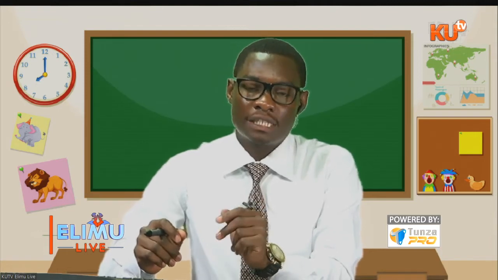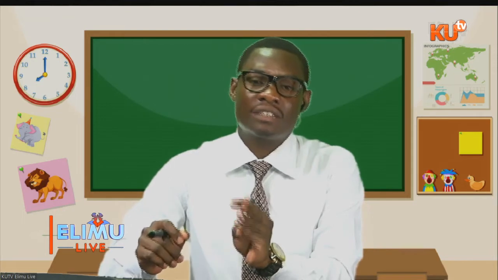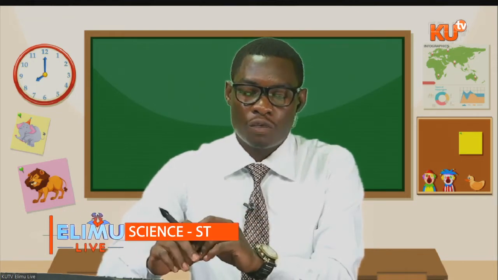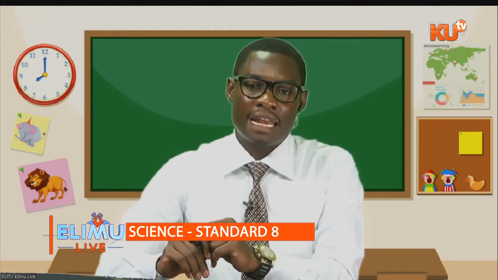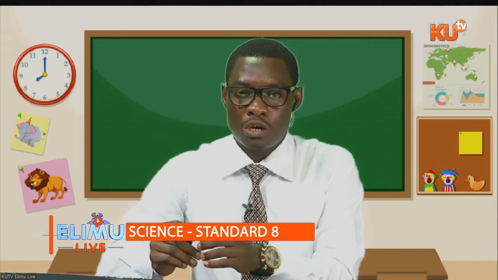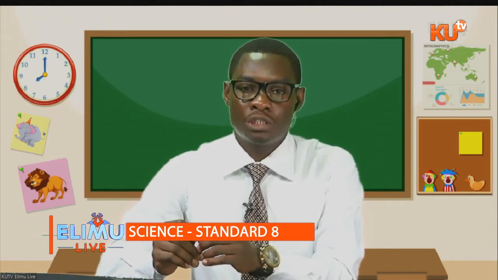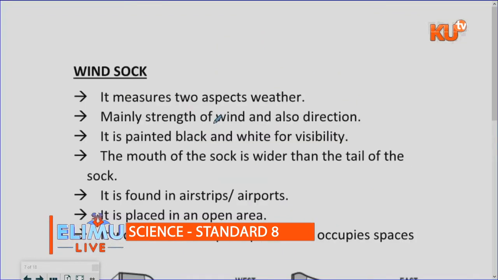So those are the two aspects that a windsock measures. It measures the strength and direction of the wind. A windsock is mostly found in airports and airstrips, which gives the pilot the direction that he or she is likely to use during landing. So we have a windsock which measures two aspects: the first one is strength of wind and also direction of wind.